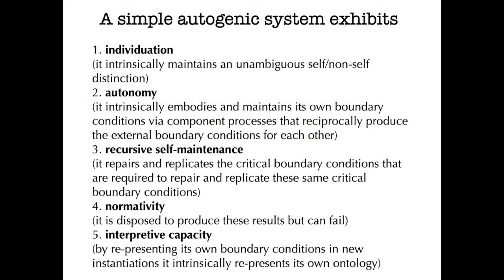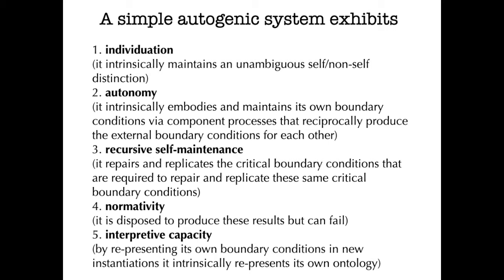To summarize the argument so far, there are 5 holistic properties that even a simple autogenic system exhibits that are not reducible to the physical-chemical properties of its components, and are instead emergent from the intrinsic dispositions of the whole integrated system. They are: 1. Individuation. It intrinsically maintains an unambiguous self versus non-self distinction. 2. Autonomy. It intrinsically embodies and maintains its own boundary conditions via component processes that reciprocally produce the external boundary conditions for each of the parts.